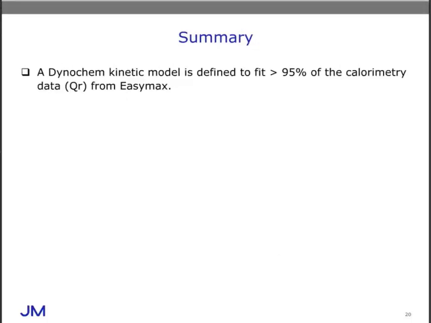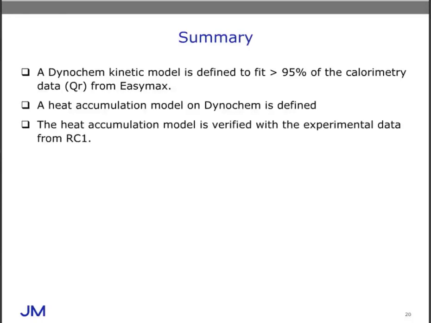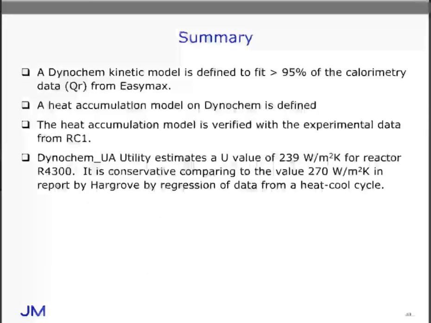In summary, the EasyMax heat flow data fit well, greater than 95%, in the simplified Dynochem model we presented. And the heat accumulation model extends from the QR model and is verified by the RC1 data. Also, the Dynochem UA utility model allows us to estimate the U value, which is in agreement with the actual value obtained from the regression method.